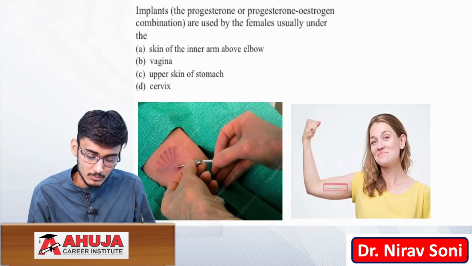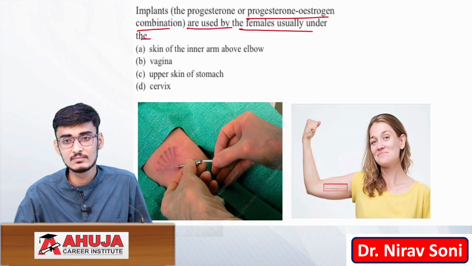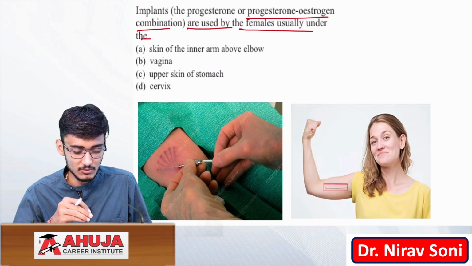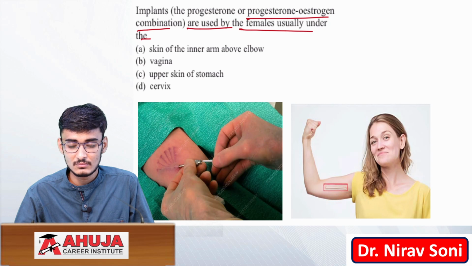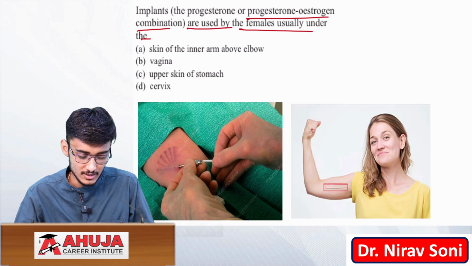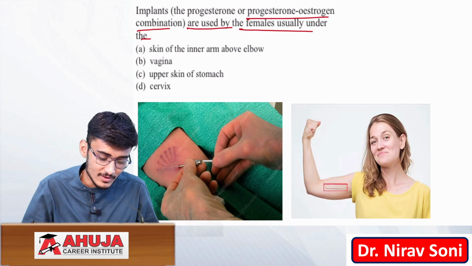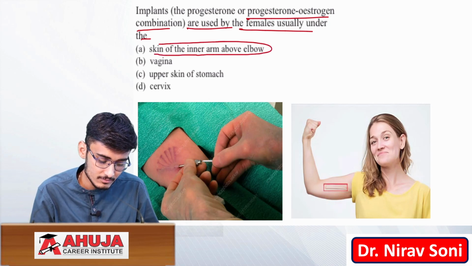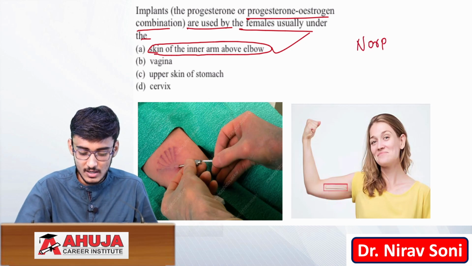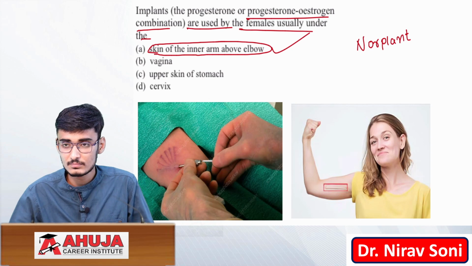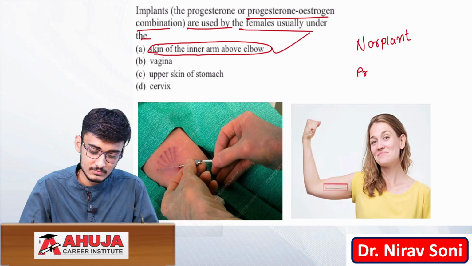Implants of progesterone, or a progesterone and estrogen combination, are used by females. You can see the figure and find out the correct answer according to the figure. This is a very easy question and you can easily identify where it is put. Skin of the inner arm above the elbow. This is called an implant. The example of an implant is Norplant.